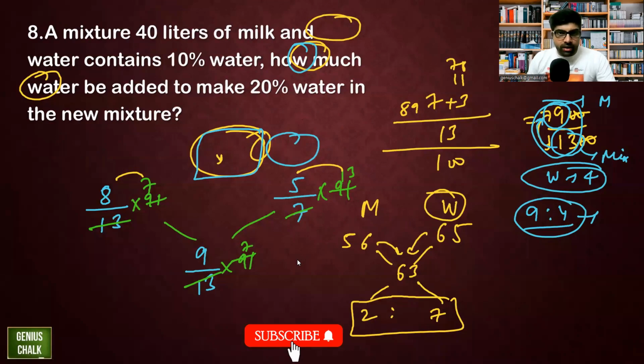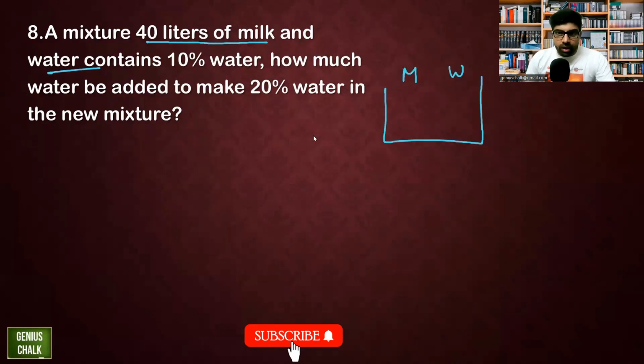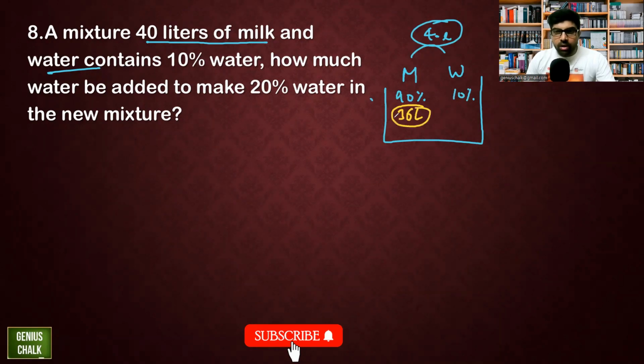Now let's come to the next type. This also you can solve using alligation and by the other method also. Both the methods I will discuss. There is a mixture of 40 liters of milk and water. I can say 90% milk, 10% water. If the total is 40 liters, can I say that 90% of 40, 9 4s are 36 liters is milk and the remaining 4 liters is water.